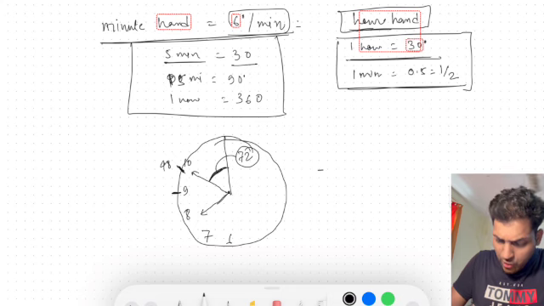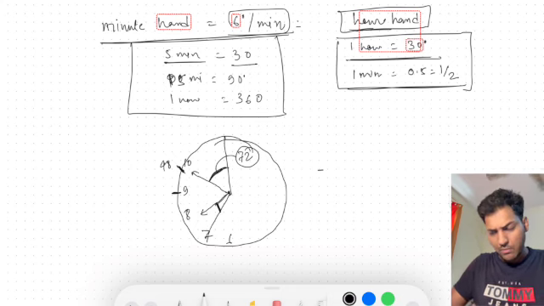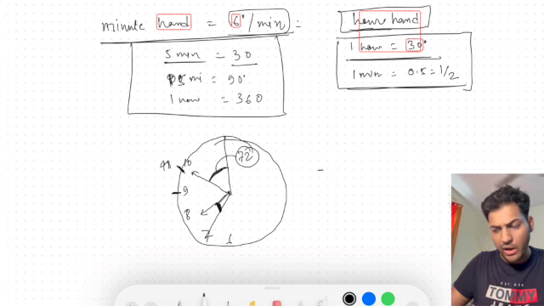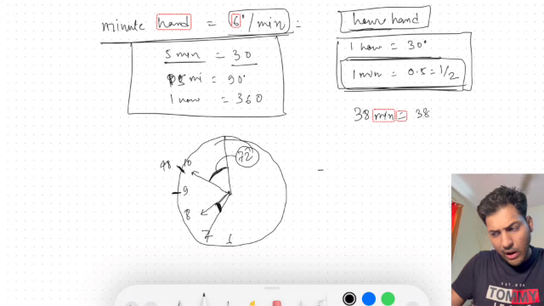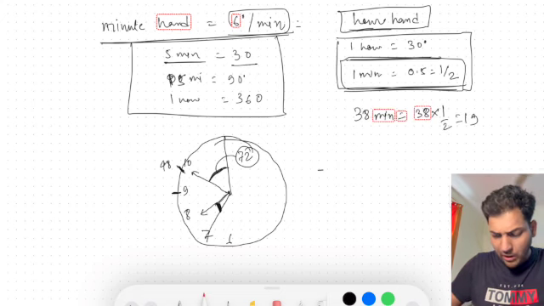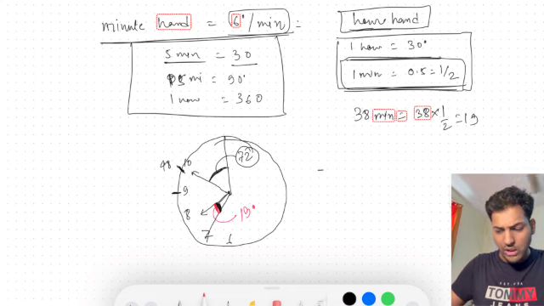Now you need to know how much this angle is. Our hour hand has moved 48 minutes. I already told you that in 1 minute the hour hand moves half a degree. So in 48 minutes the hour hand will move 48 into half, which is 24. This angle is also known. Now this angle is 72, this angle is 24. Now can you not know this angle?